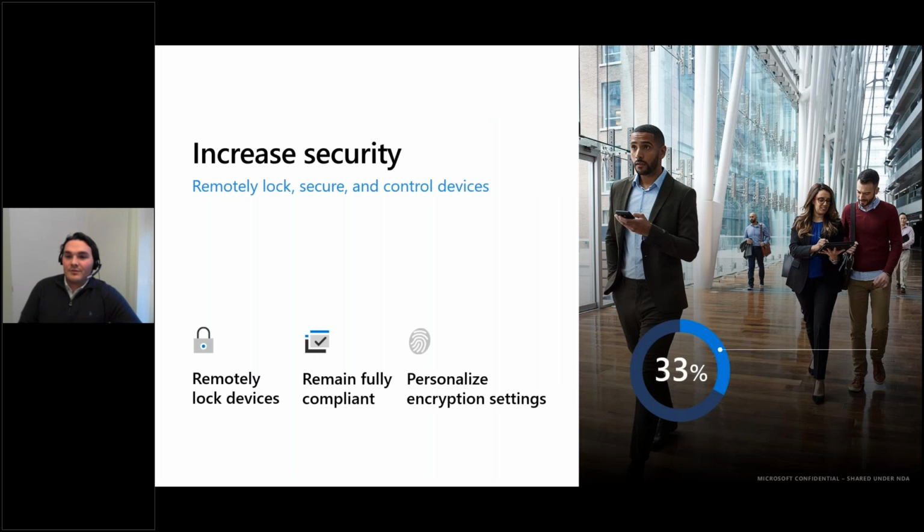Autopilot has also been proven to increase security, by enabling the IT department to remotely control their IT infrastructure. For example, the IT department can remotely lock a device, and also secure a device that has potentially been breached, without even being in the same room as the device itself.